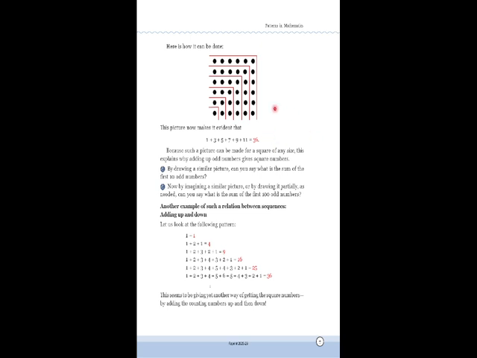Because such a picture can be made for any square size, this can show why adding up odd numbers gives us square numbers. Now here's another example. Take a look at this. We have 1. 1, 2, 1 gives us 4. 1, 2, 3, 2, 1 gives us 9. And 1, 2, 3, 4, 3, 2, 1 gives us 16. And 1, 2, 3, 4, 5, 4, 3, 2, 1 gives us 25. And so on. Now this is another way to get these square numbers.